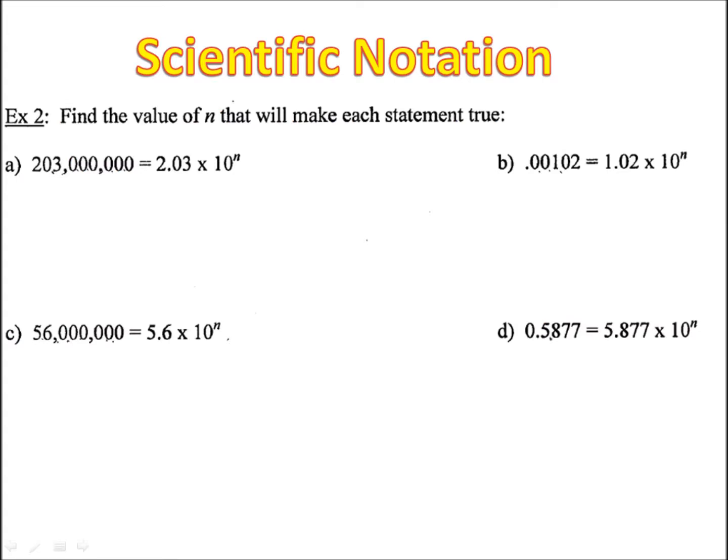Example 2 asks you to write the number in scientific notation and tell them what the number n is, that is the exponent. In other words, 203 million is 2.03 times 10 to the 8. Because the exponent is 8, n is 8. n is the exponent. Please pause the video here to try examples C, D, and B. Write each number using scientific notation and list the exponent.